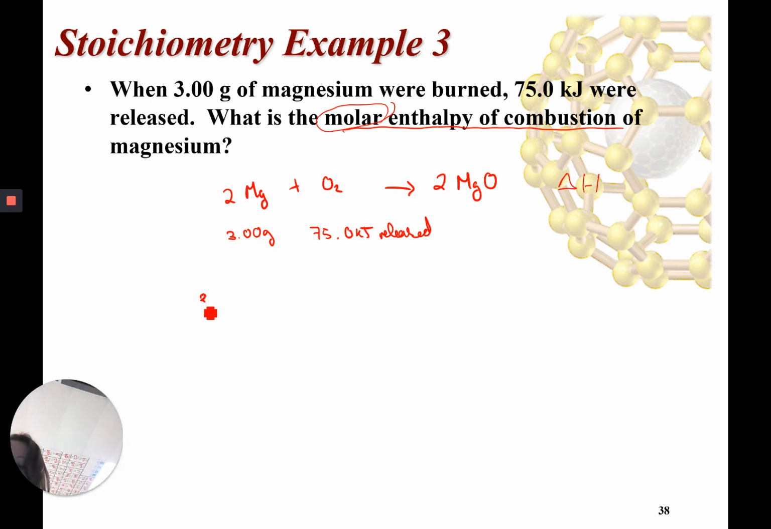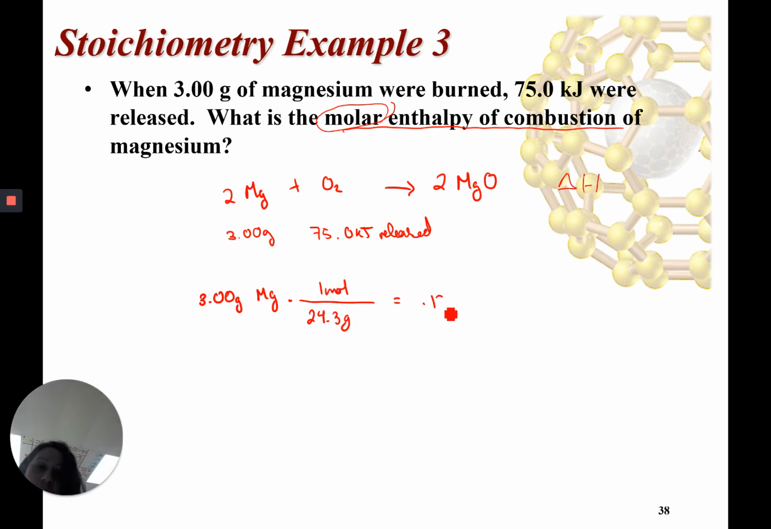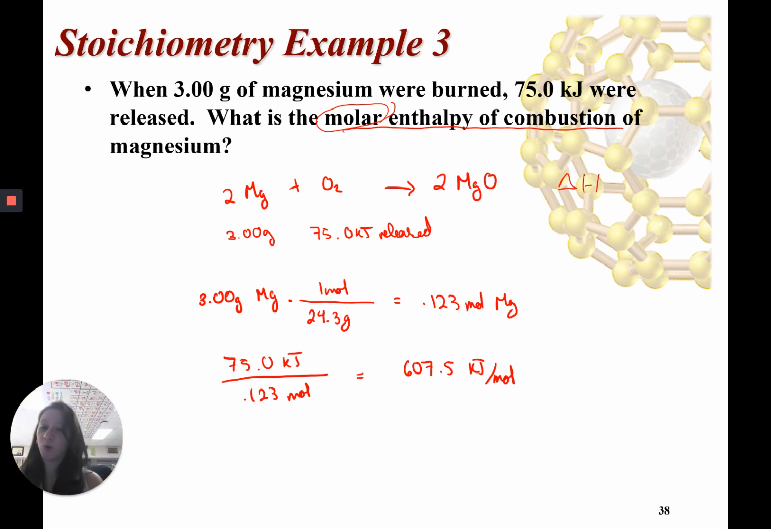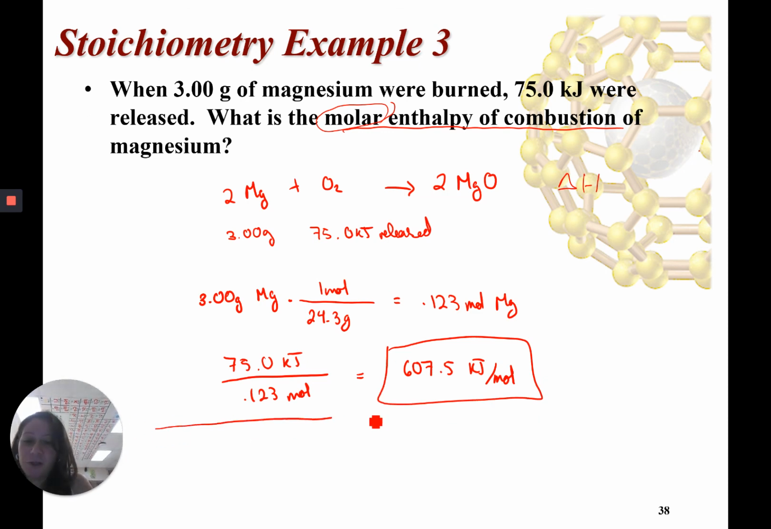So let's try that. 3.00 grams of magnesium. Molar mass of magnesium is 24.3 grams. So that is 0.123 moles of magnesium. And I know that I have 75.0 kilojoules. This is 0.123 moles. And so that gives me 607.5 kilojoules per mole. So if I'm given kilojoules and I'm trying to find kilojoules per mole, then I take my kilojoules and divide them by the moles. Pretty easy, right? Let me show you another way to do it.